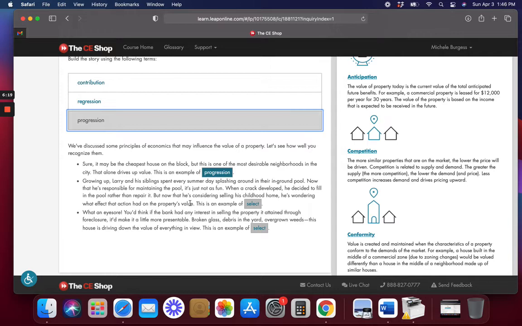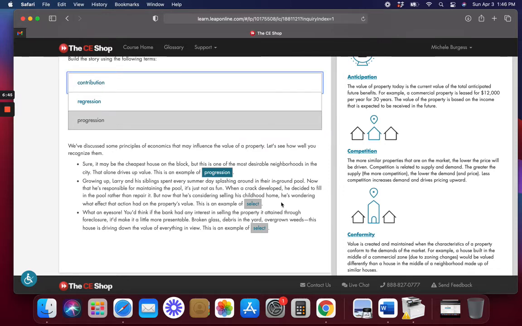Growing up, Larry and his siblings spent every summer splashing around their in-ground pool. Now he is responsible for maintaining the pool, and it's not as fun when a crack developed. He decided to fill in the pool, then repair it. But now he's considering selling his childhood home. He's wondering what effect that action would have on the property value. I would say this.